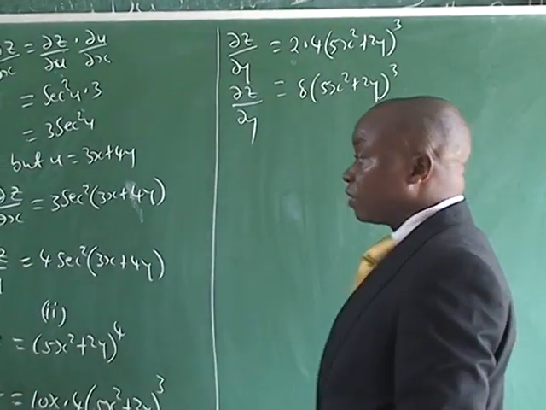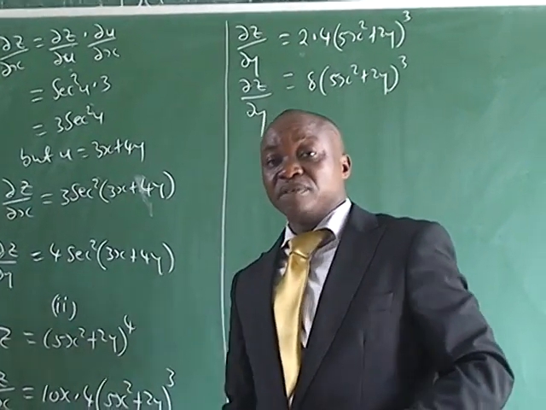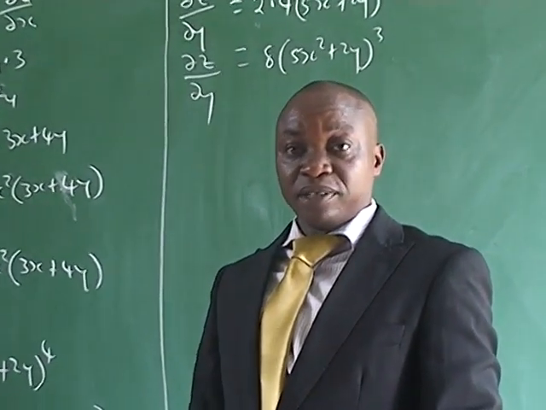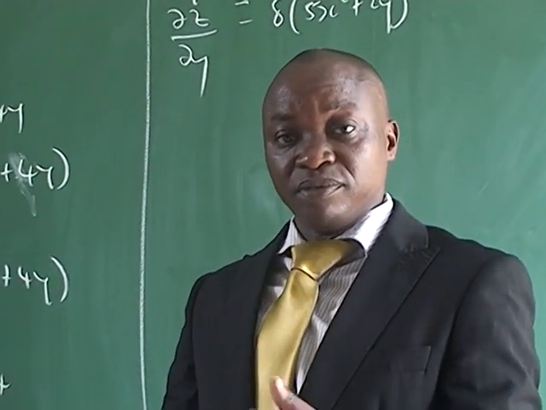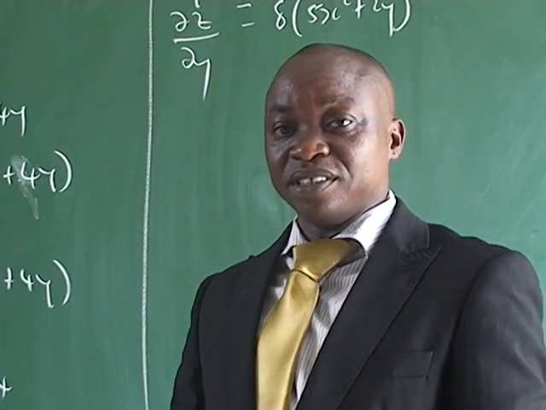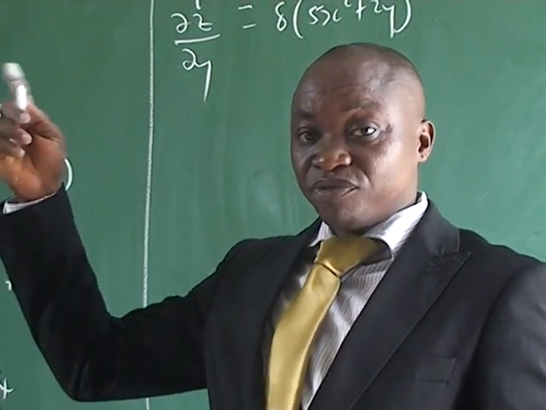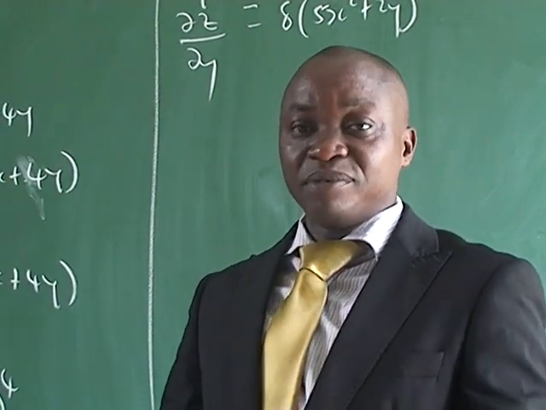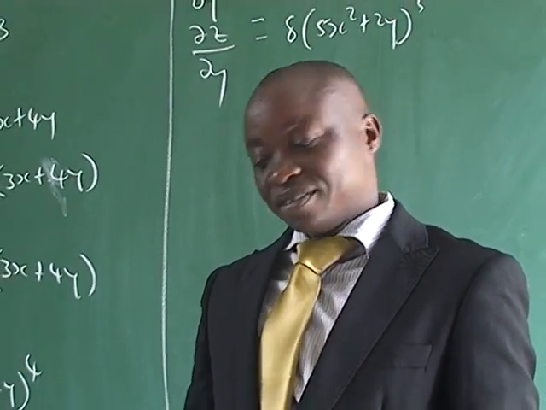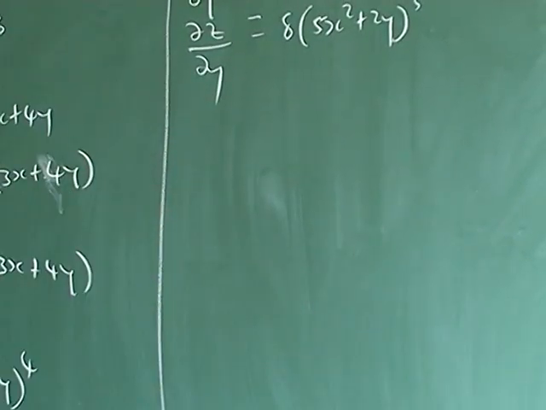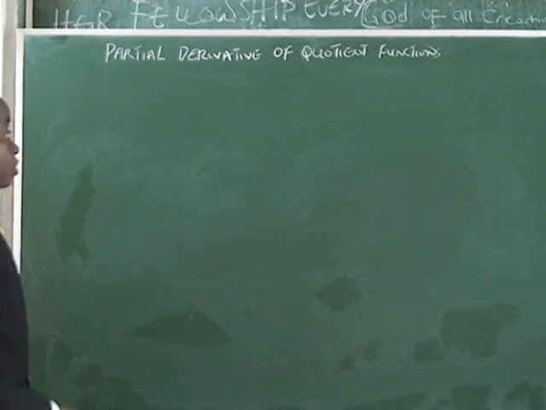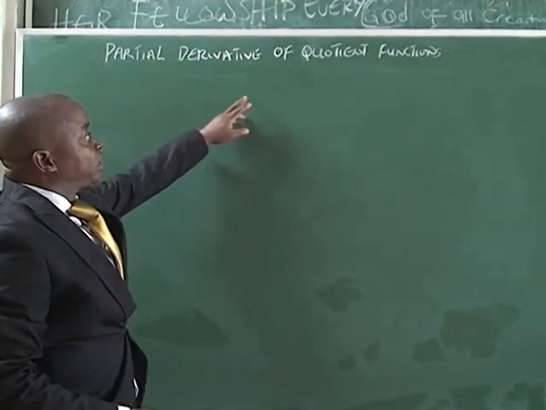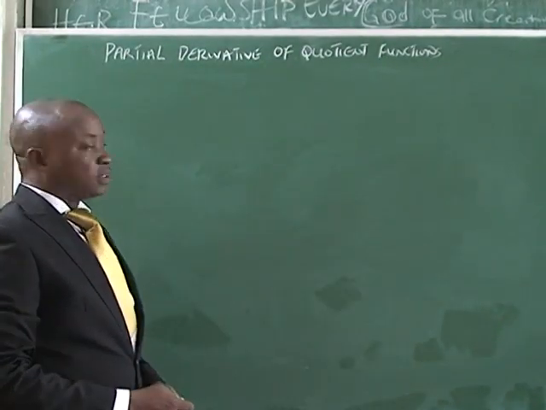Okay, so right now we are going to look at partial derivative of quotient function. What about if we have a function in quotient form? How do we evaluate it? Very simple. The knowledge of calculus of one variable can help you to do that. Let's look at it. Alright, so we look at partial derivative of quotient functions.